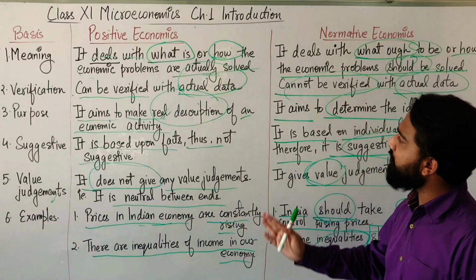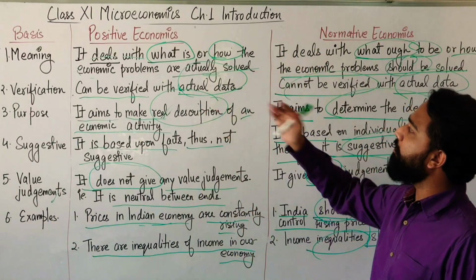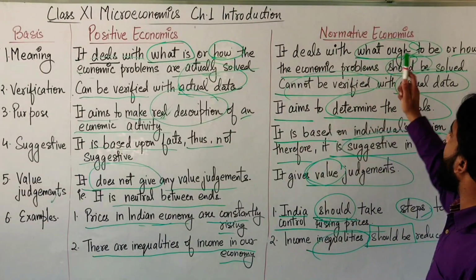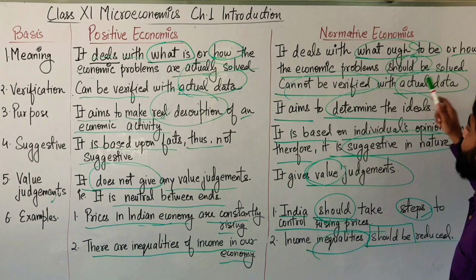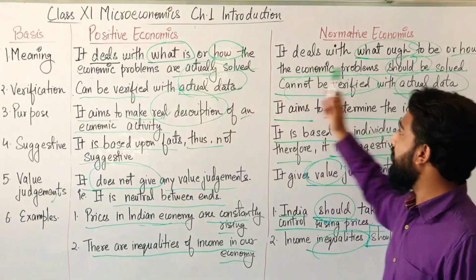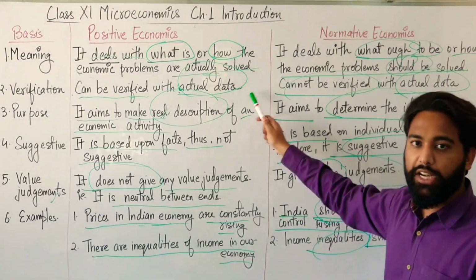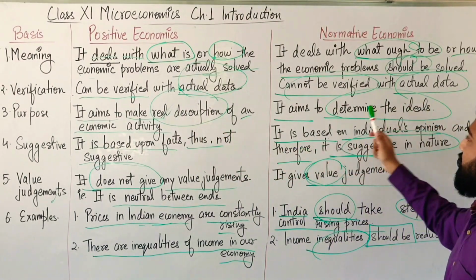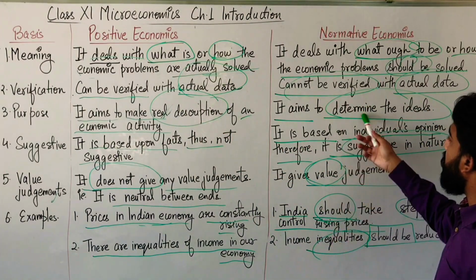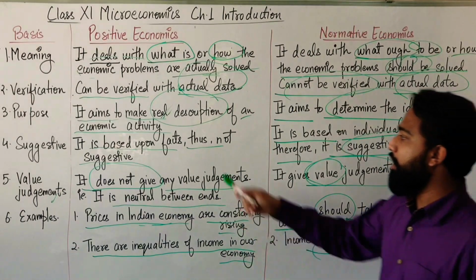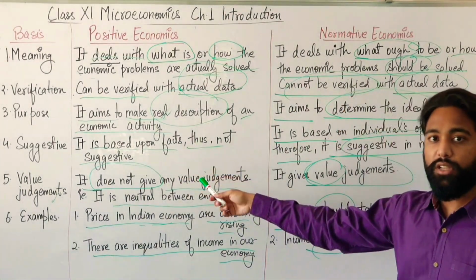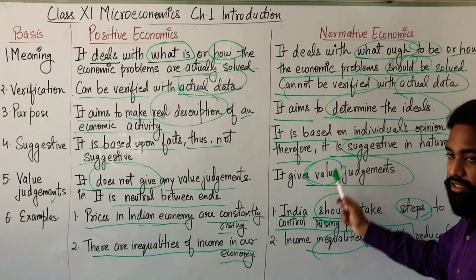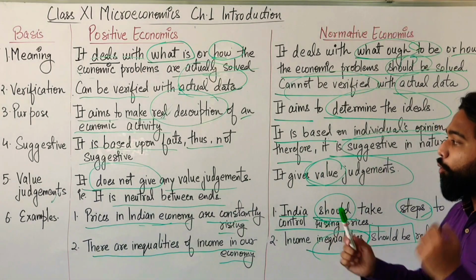You can differentiate the two. Positive economics deals with what is and how economic problems are actually solved. Normative economics deals with what ought to be and how economic problems should be solved. Positive can be verified with actual data, while normative cannot, as there is no actual data. The purpose of positive is to make real descriptions of an economy, here the purpose is to determine the ideals, my ideals. Is positive suggestive? No, it is totally based on facts. But normative economics is suggestive because it is based on an individual's opinion.